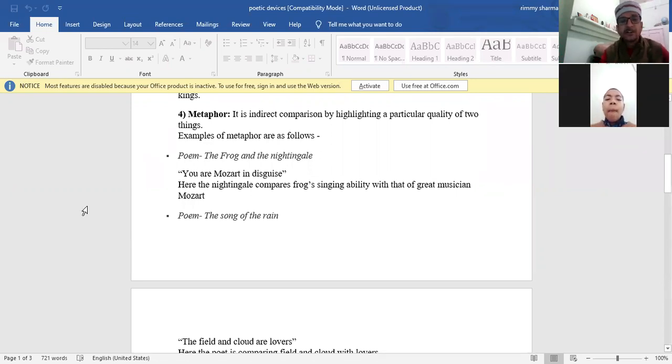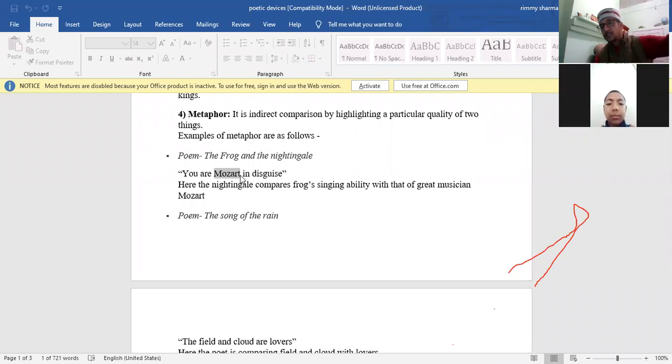Mozart is a very, very good musician from a country in Europe, Austria. And there's another country, Australia. We don't bother about Australia. This is a country, Austria, which is adjacent to France, near around Germany, Belgium, France. Right? It was also called Prussia before. Austria, the capital is Vienna.